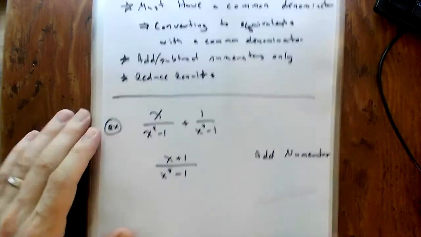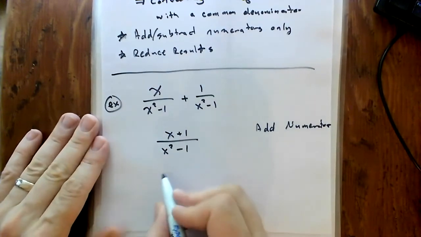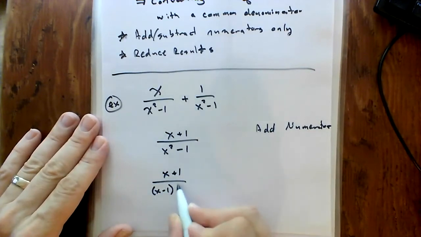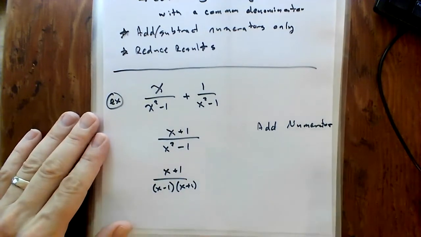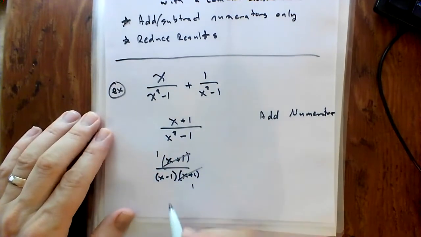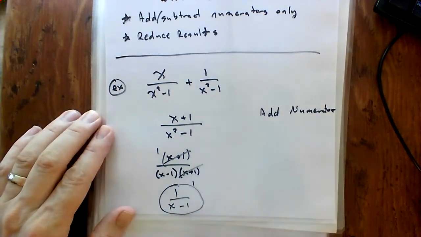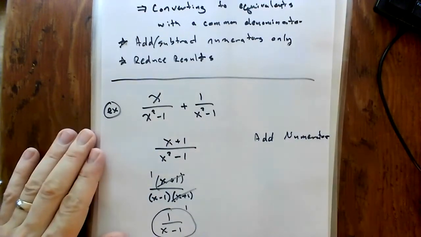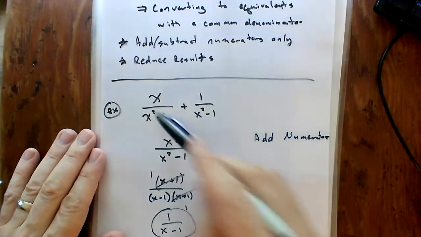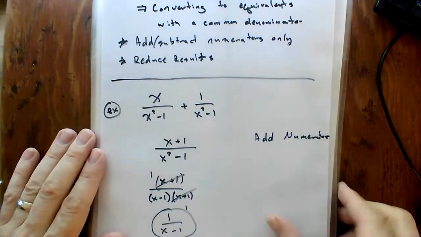And now I get to reduce this result. What I've got here in my denominator is a difference of squares. So this is going to be my x plus 1 over x minus 1 and x plus 1, which means I get to reduce this. So I've got 1 over x minus 1, and we're done. Now, this was really convenient, having a common denominator already. But we don't always get that straight off the bat.